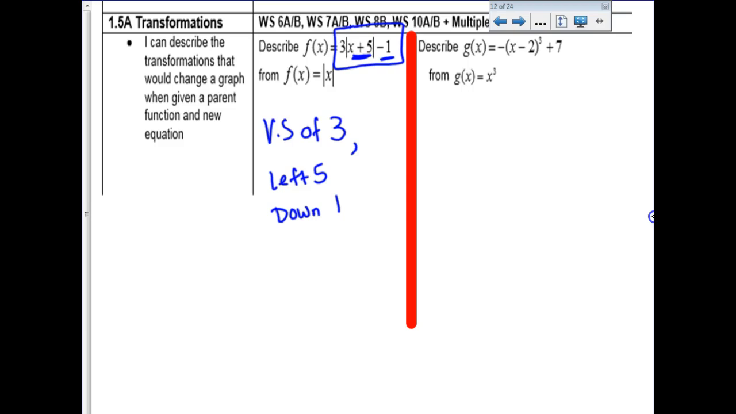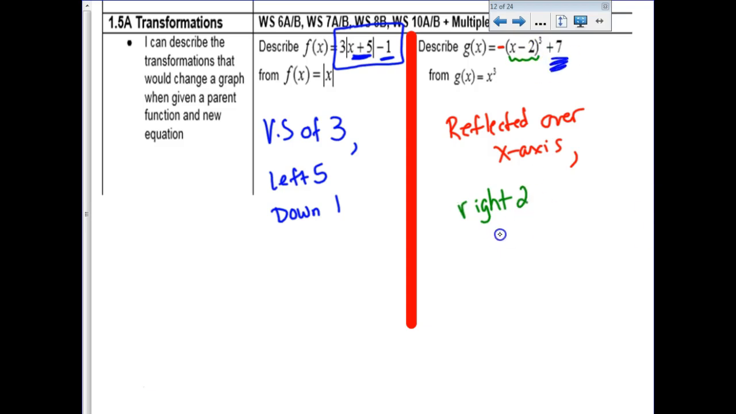All right. Similarly here, start on the left, work your way to the right. What happens when you throw a negative in front of the body of the function like that? So that's been reflected over specifically where? Yep. So reflected over the x-axis. If you call that a vertical reflection, I'll accept that. And then when you have x minus 2 in the body, what does that mean? Right 2. Very good. And then plus 7 outside of the body means up 7. Very good.